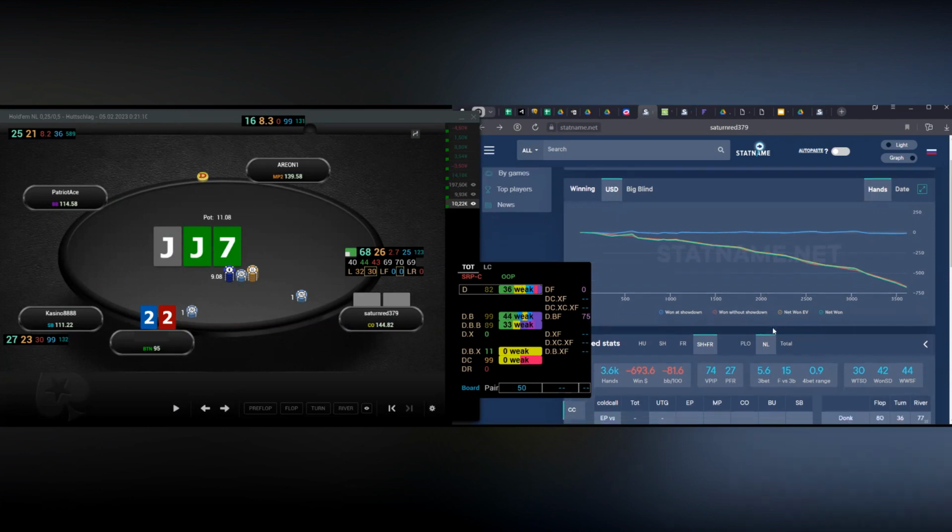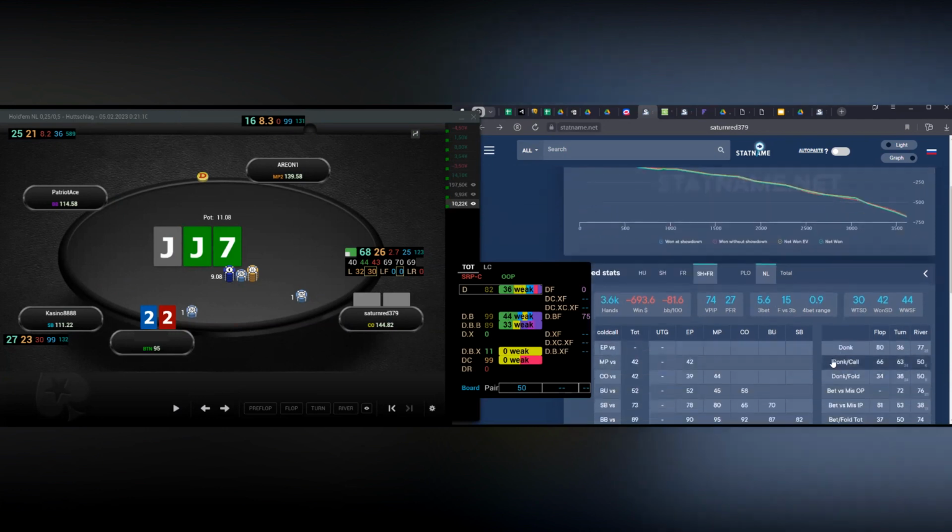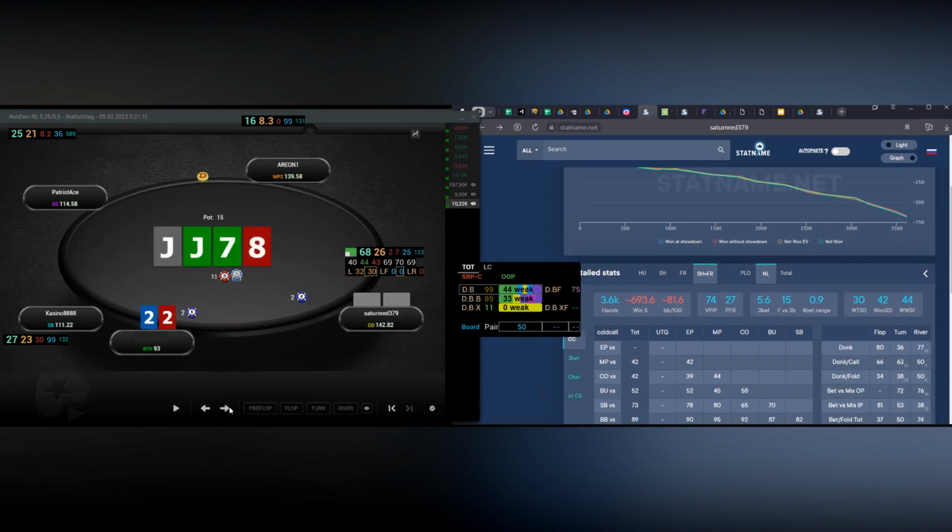No need to raise against this guy because he is also a calling station. He calls a lot, as you can see. And our hand is a clear bluff catcher at this point.